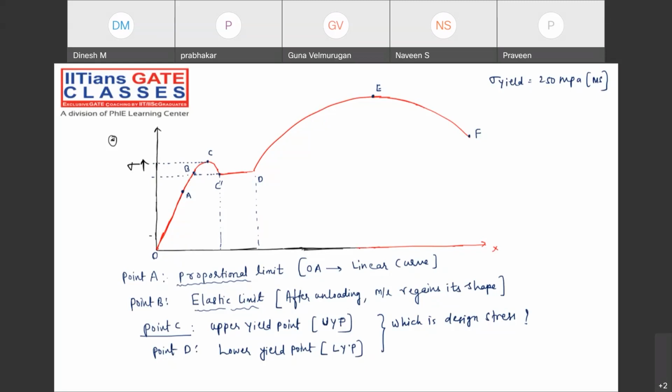All are giving just incorrect answers, my dear friends. This will not be the design point. The lower yield point will be my design point. This will be my design stress. So whenever they mention yield stress, that means they mention the lower yield point value, right? That means this is what we have, 250 megapascal. Understanding? All of you understanding?